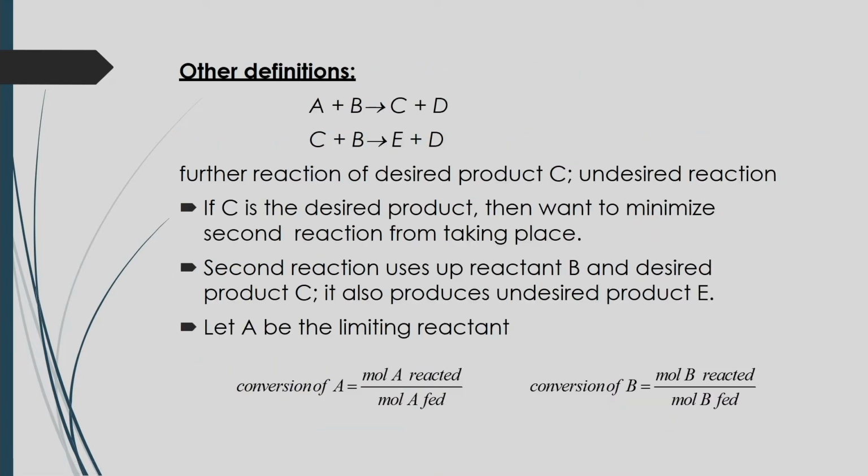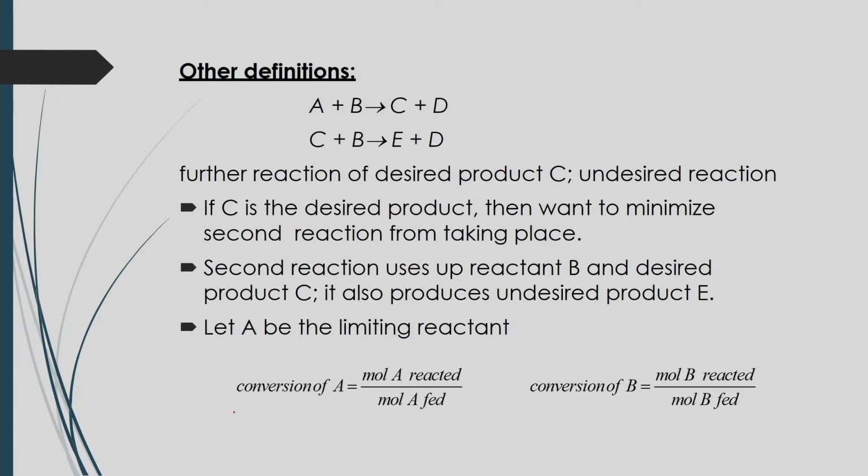Other definitions: suppose there are two reactions, A plus B giving C and D, and C plus B giving E and D. Here there is a further reaction of the desired product C, an undesired reaction in this set of reactions. If C is the desired product, then you have to minimize the second reaction from taking place, because the second reaction uses up reactant B and desired product C. It also produces undesired product E. Let A be the limiting reactant here.